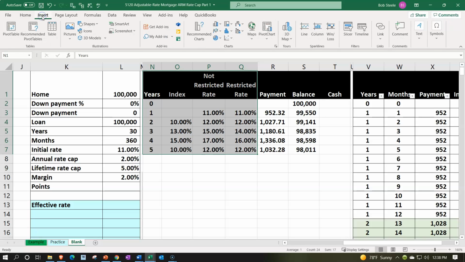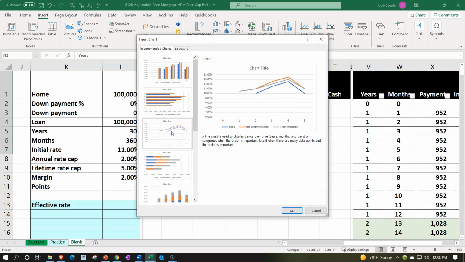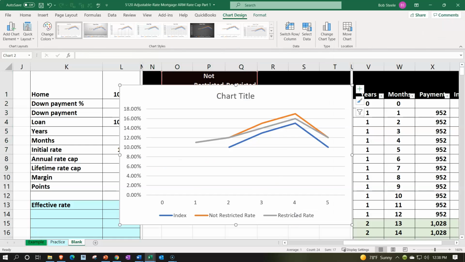We want to go then to the information for the tables, and we're going to be inserting a chart, I should say. I'm going to look for the recommended chart and see if it just gives me what I would like to see on the recommendations. That's the one. That looks about right. So we're going to say OK. There we have our chart.